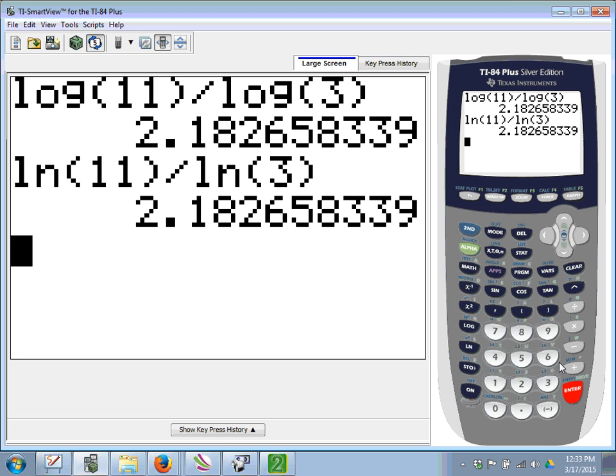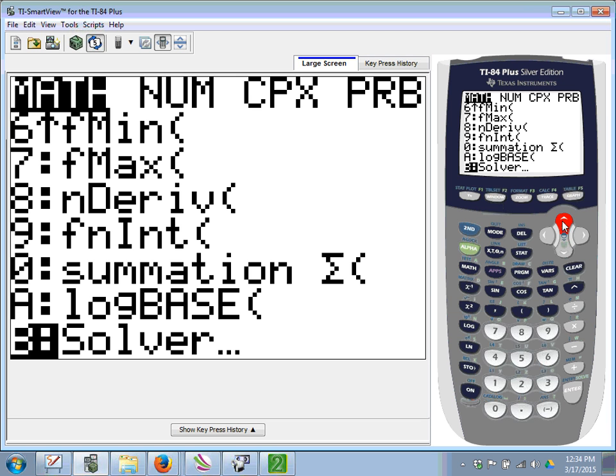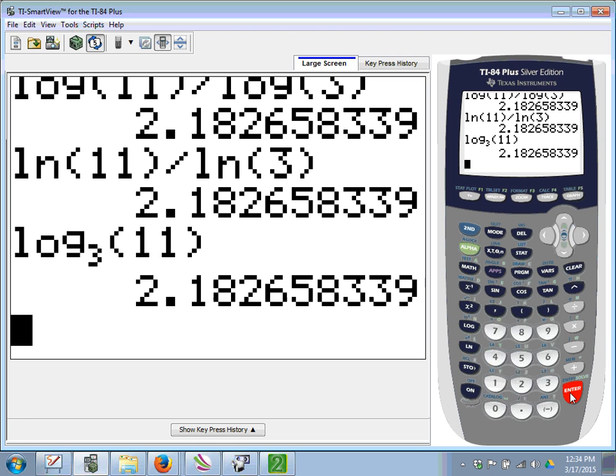Now, if you're fortunate enough to have the TI-84 Plus Silver Edition, you might be able to do logarithms with different bases without having to use a change of base formula. Check it out. Hit the math button. Scroll up. Do you see where it says log base? Hit enter on log base. Look at that. You can type in a little teeny 3 down there. And then you can scroll over and type in an 11 and hit enter. And my word, 2.18. Boom.